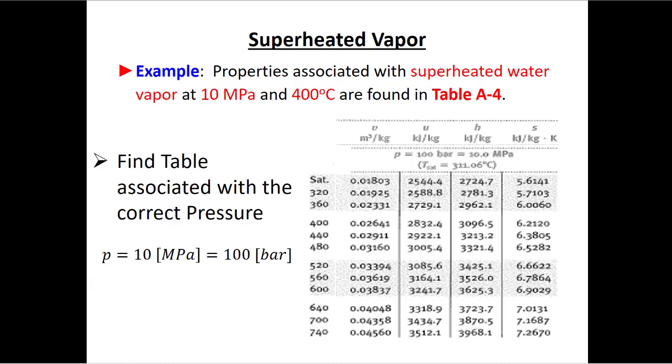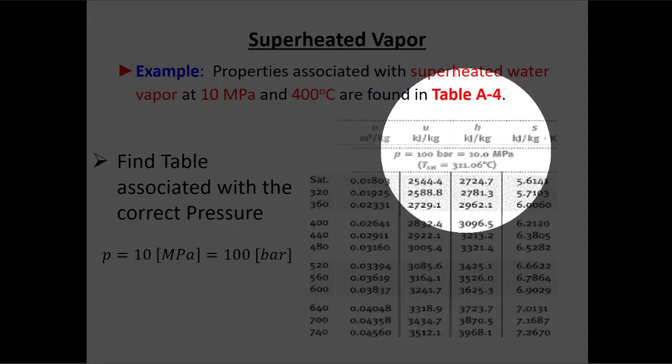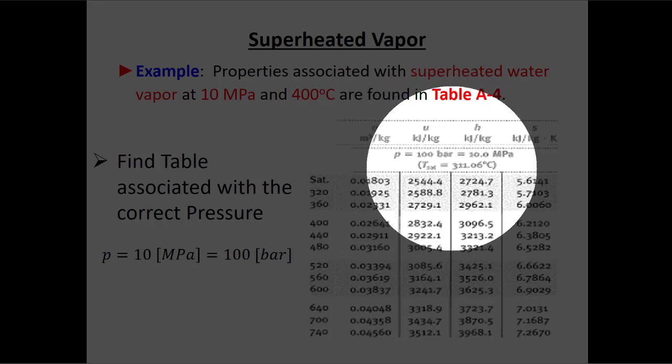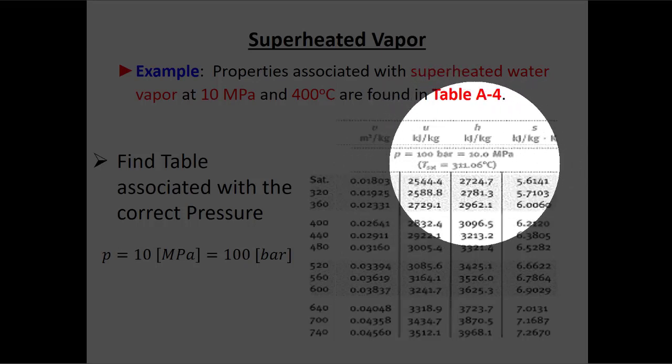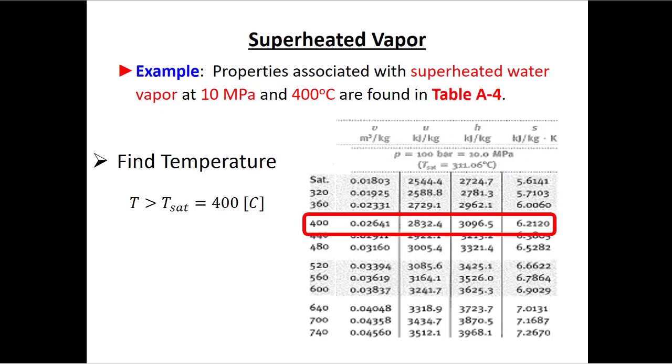So first, I always want to look for the pressure if I'm using table A4. Table A4 is really a collection of different tables for different pressures. So first, I find the table that's at the right pressure. So 10 megapascals is 100 bar. And it also tells me here the saturation temperature. If I was at 100 bar, then water boils at 311.06 degrees Celsius. So much higher than at atmospheric pressure because that pressure is forcing those molecules closer together. But now I know I'm also at 400 degrees. So I found the right table for my pressure. And then I find the row on that table that's associated with my temperature.